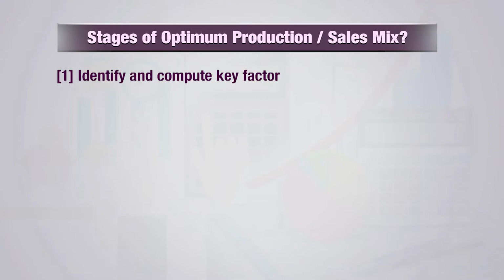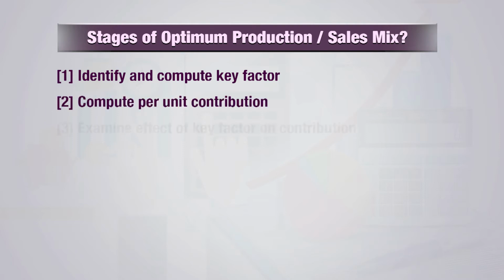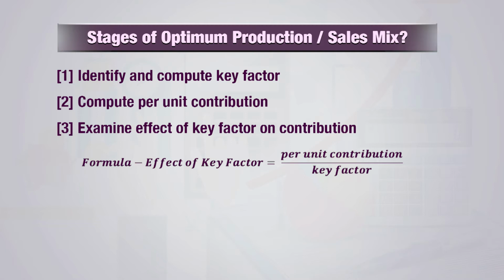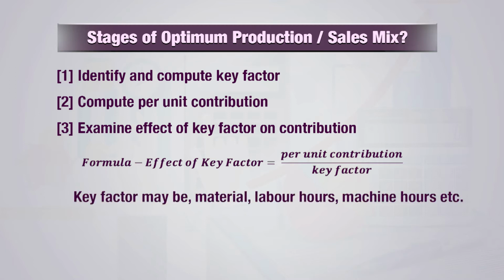Number 1, identify and compute key factor. Number 2, compute per unit contribution. Number 3, examine the effect of key factor on contribution. The formula for the effect of key factor is equal to per unit contribution divided by key factor. Key factor may be material, labor hours, machine hours, etc.